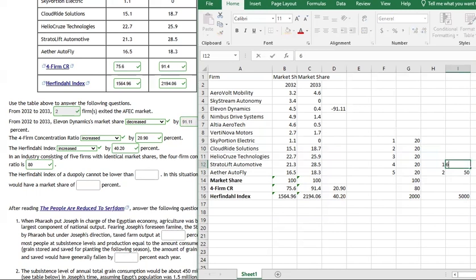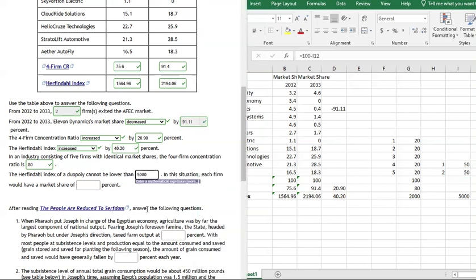Now, if this goes to 60, the other one goes to 40. And so it's symmetric, right? You can see that it's symmetric. Largest the Herfindahl index can be is 10,000. The smallest it can be is when the market share is 50 for both firms. In this situation, each firm would have a market share of 50%.